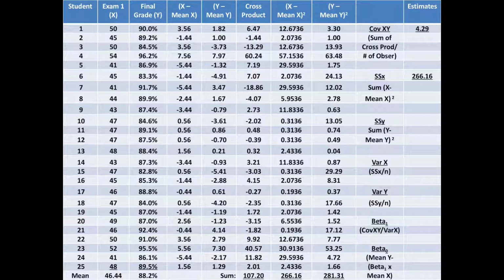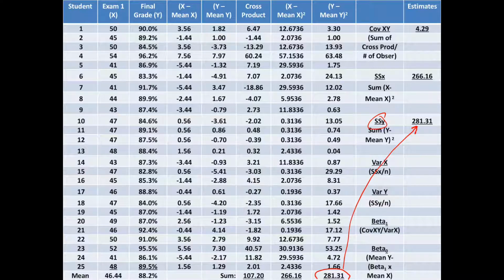Next, we're going to take the sum of squares x. And that's simply this number right down here. We've squared all of our x deviation scores, and we just simply move that number up here. We're going to do the same thing for our sum of squares y. That's just this sum of squares, sum of all of the deviations along the y-axis. In other words, this gives us kind of a rough measure of how much people are varying in their final grade.